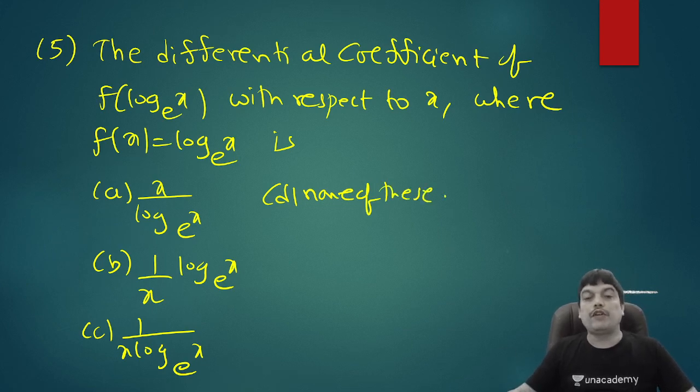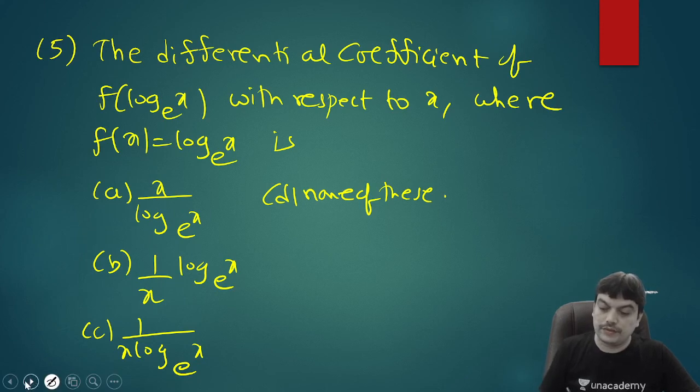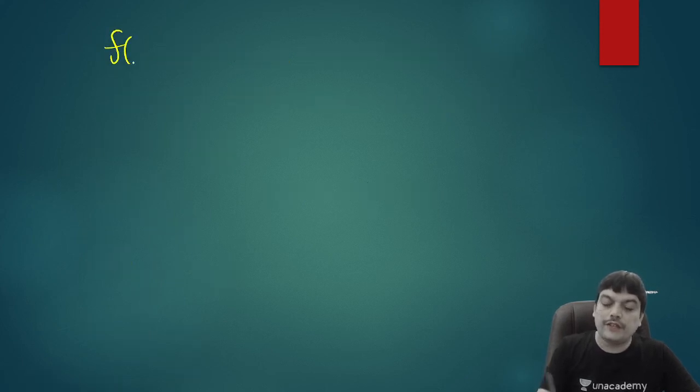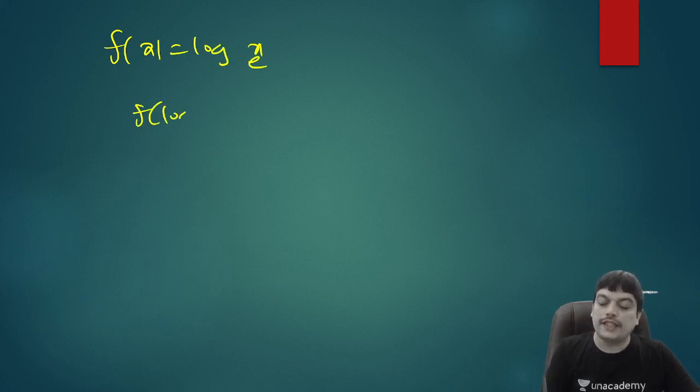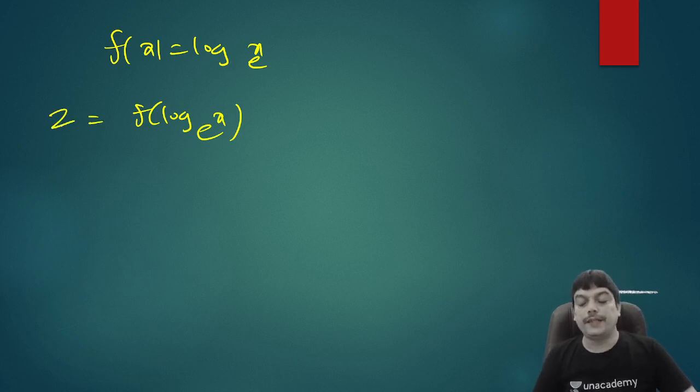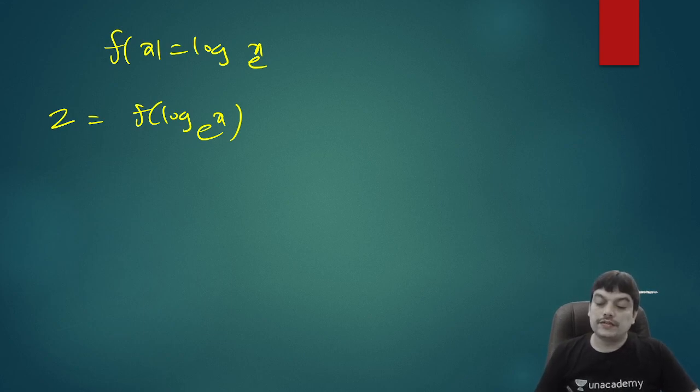We have to find the derivative of f of log x with respect to x, where f of x is log x. So let's see how we can do this. So f of x is given as log x, and you have to find the derivative of f of log x. So let the function f of log x be denoted by some z. You want to find dz by dx. So how do we differentiate this? Before you differentiate, it would be better to find the function f of log x, which is nothing but log of log x base e. And now you differentiate, it will be easier.